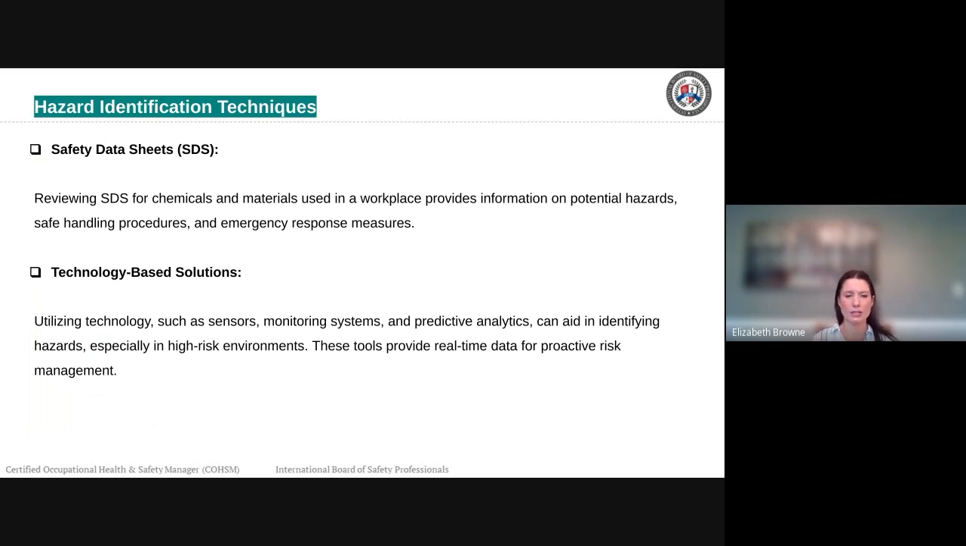Additionally, utilizing technology-based solutions such as sensors, monitoring systems, and predictive analytics can aid in identifying hazards, especially in high-risk environments. These can be used to provide real-time data and allow for proactive risk management. And these are great tools to use in things like confined space entry, any type of environment where potential exposure to a highly hazardous gas or fume may occur. There are even systems that monitor musculoskeletal disorders for employees and can be predictive of where an employee might have exposure for a potential injury, and then having a physical therapy program or a physical fitness program where employees would strengthen that area. That can really be a great proactive risk management tool to reduce injuries.